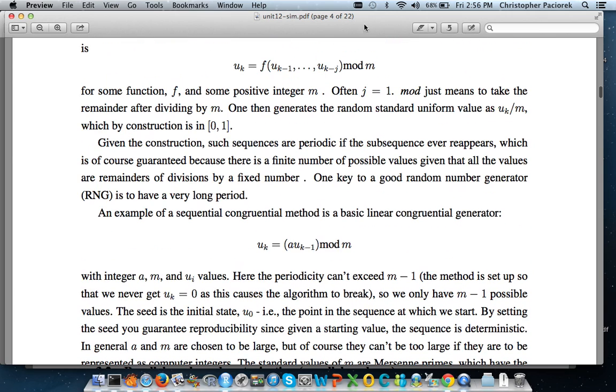So a simpler version of what I wrote up here is called a linear congruential generator, which is just: take the most recent one, multiply by a number a, take the remainder from dividing by m, then again divide by m to get to uniformity. So this is going to be determined by what the values of a and m are.